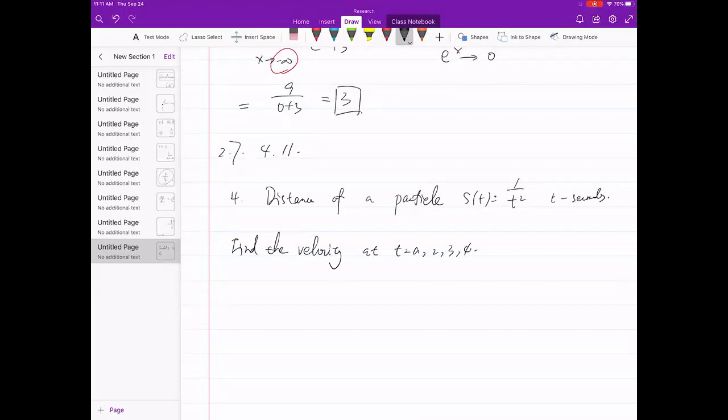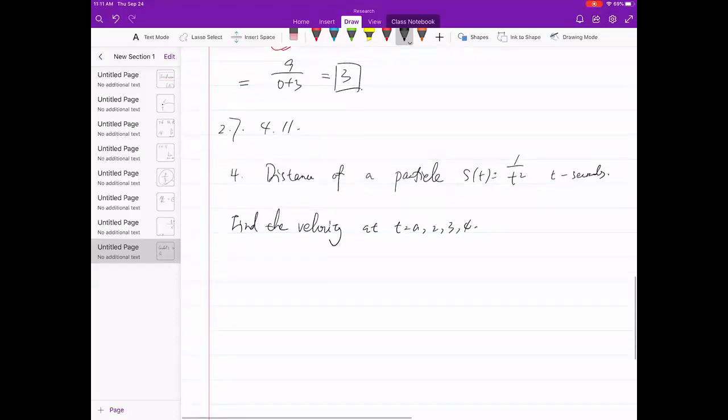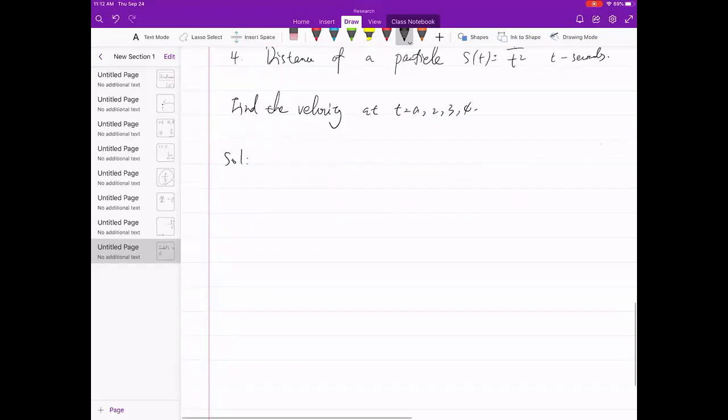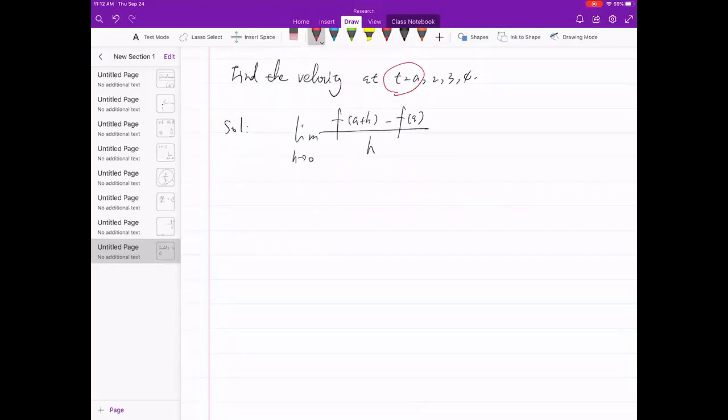Now we have done this before. We know when you try to find the velocity of a distance, you're trying to find the derivative of that distance formula. In this case, 1 over t squared. Sounds good? Then all we need to do is calculate the limit as h goes to 0 of f(a plus h) minus f(a) divided by h. That will give you the velocity at a. Then we put in a equals 2, a equals 3, and a equals 4 to find the corresponding numbers. Okay. The rest is calculation.